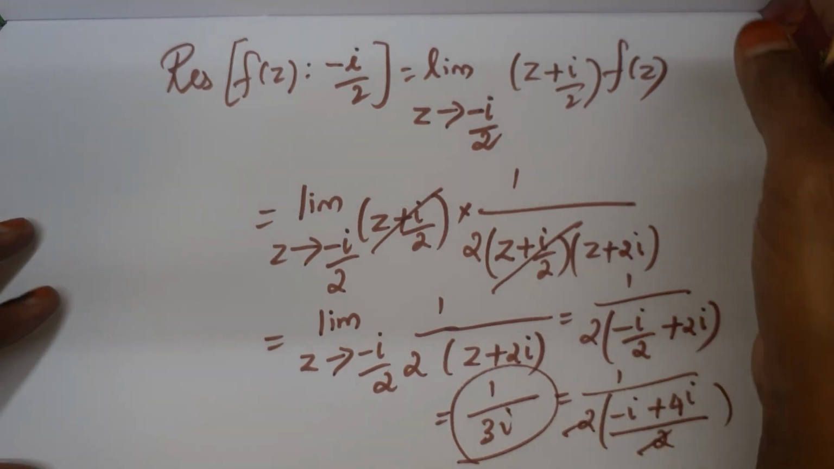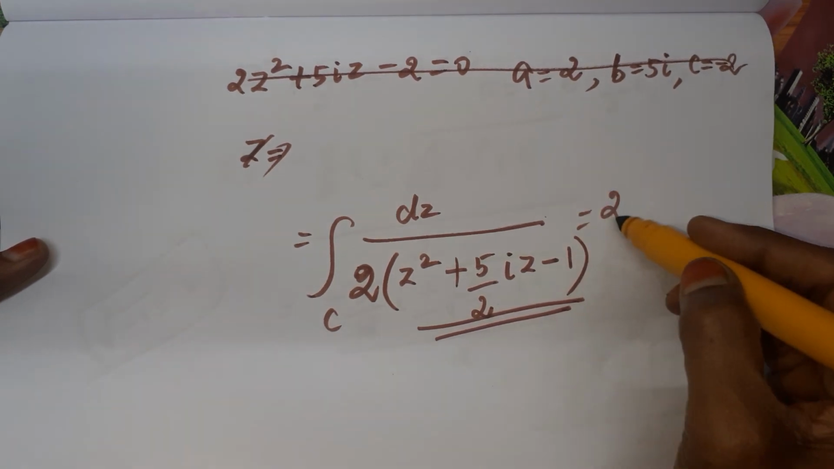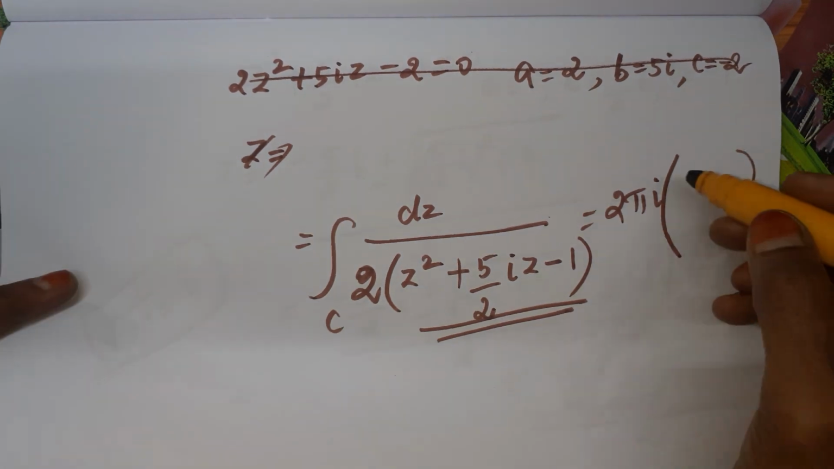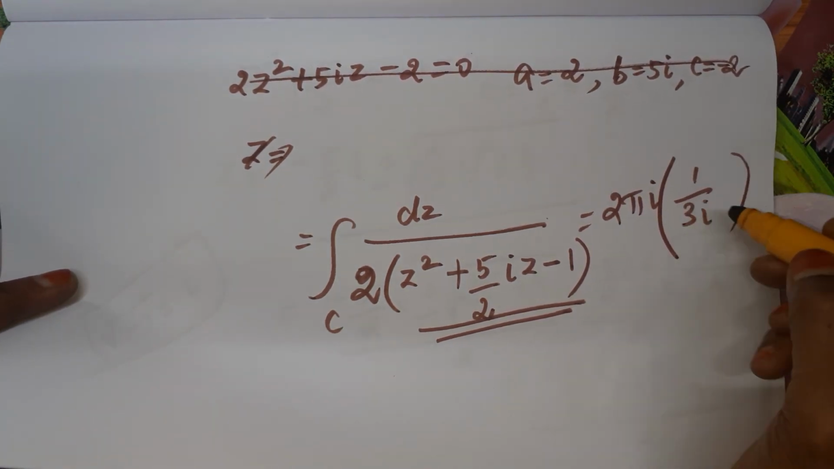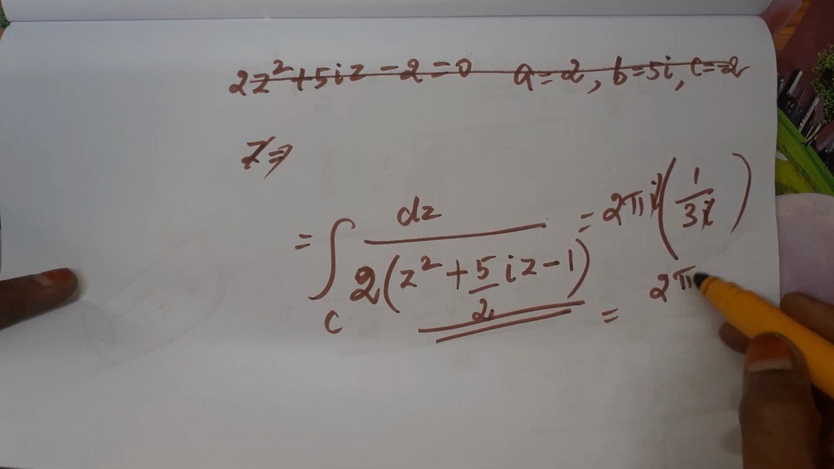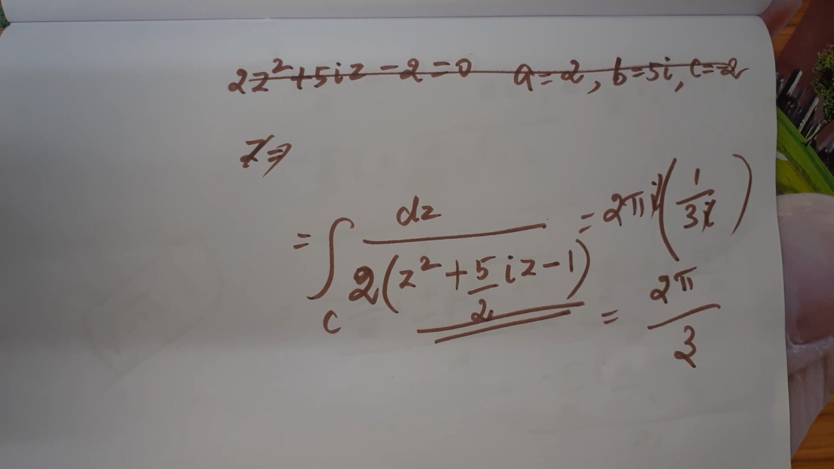And finally, for the integral, what is the formula? We have 2 pi I into sum of the residues. 2 pi I into, what is the residue? Only one residue we got, that is 1 by 3I. So I we can cancel. So the final answer is 2 pi by 3. Is it clear? Thank you.